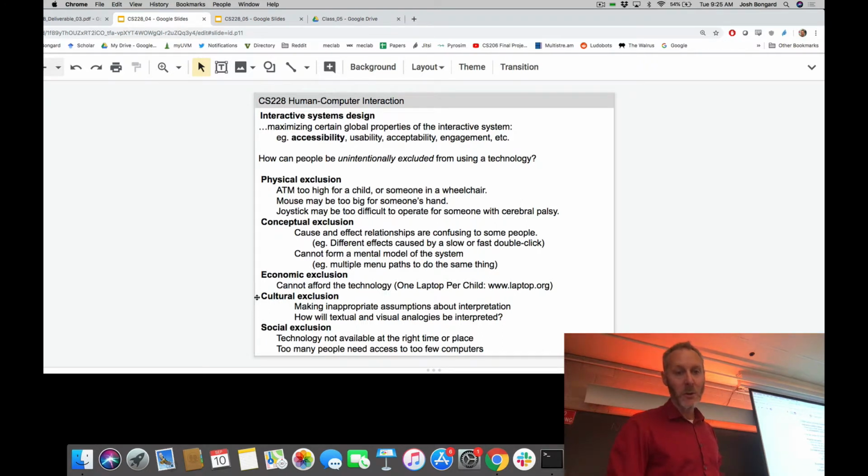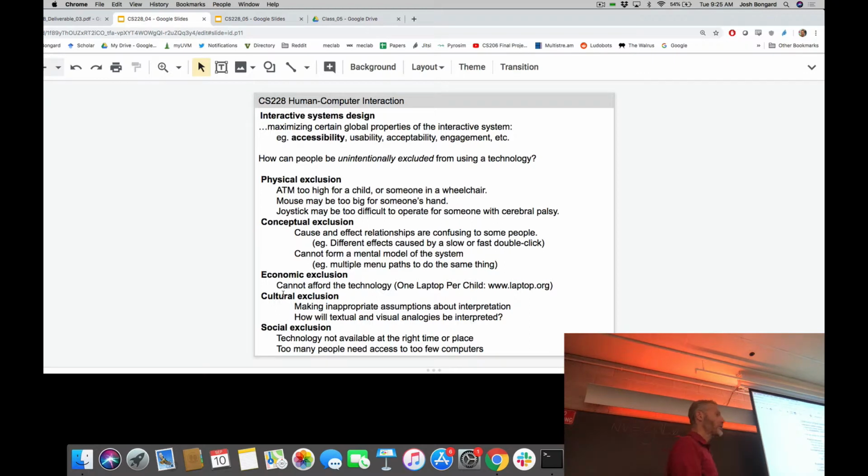Okay, some other ones. Obviously, socioeconomic status is their economic exclusion. There was a big movement about 15 years ago known as the One Laptop per Child. And the idea here is, could we create a laptop that costs $100 and get as many laptops in the hands of young people in the developing world as possible? You can go read about One Laptop per Child. It's a very interesting case study in HCI.